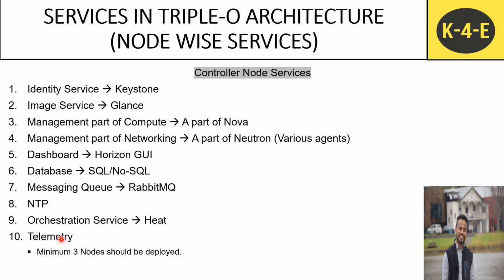Then the next one is your telemetry. Telemetry is basically a resource monitoring service. Whatever resources you consume in your OpenStack, like your CPU, RAM, and storage volume, all these things you can track with the help of the telemetry service.